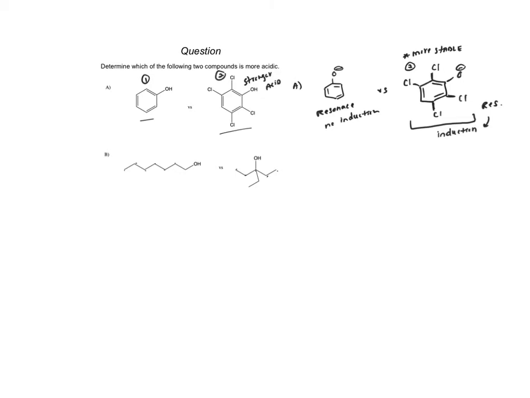And then for B, again, we'll go with 1 and 2. We've got heptanol versus that jellyfish or octopus looking thing, all right? For this one, this is not going to have to do with atom because both are going to have the negative charge on oxygen.